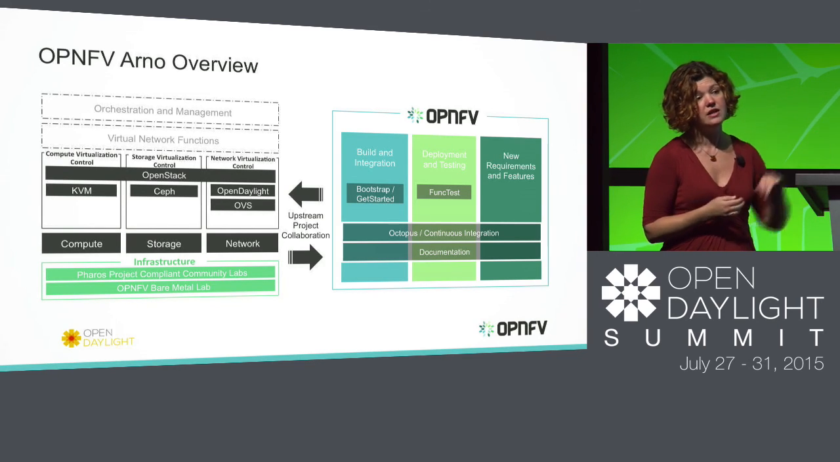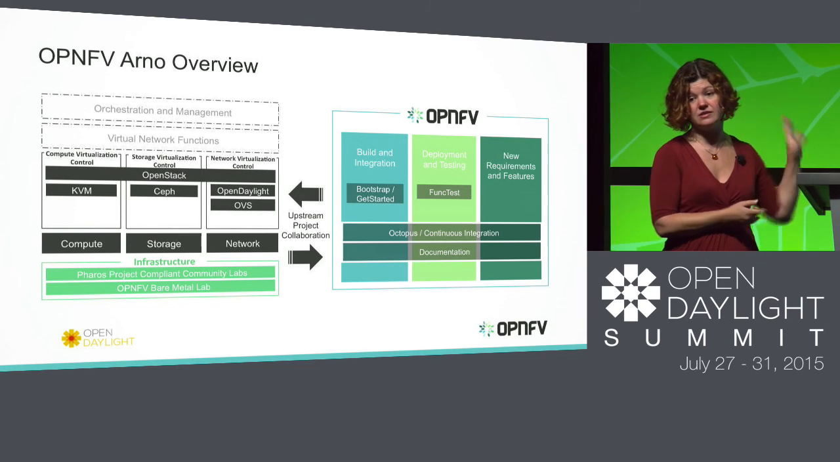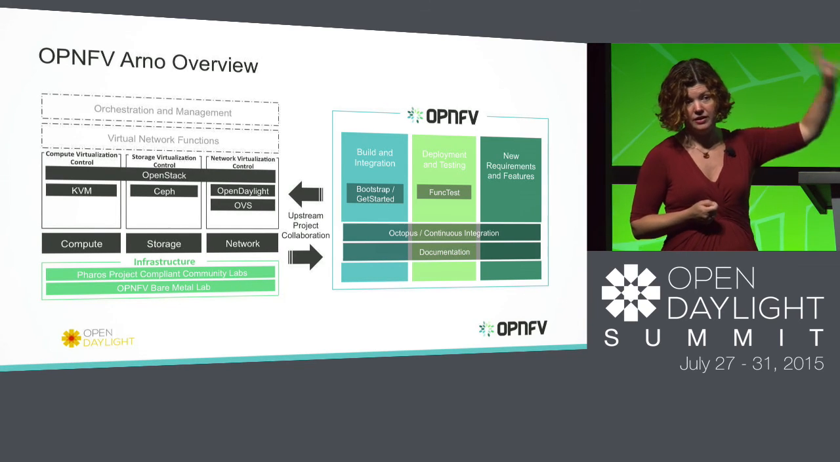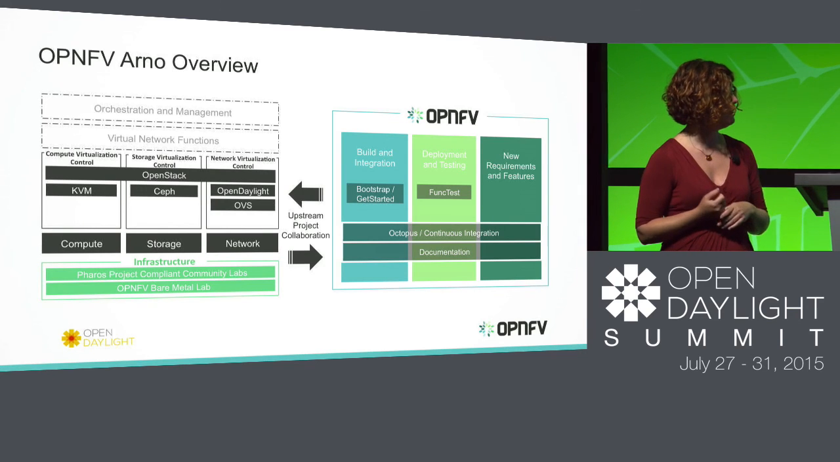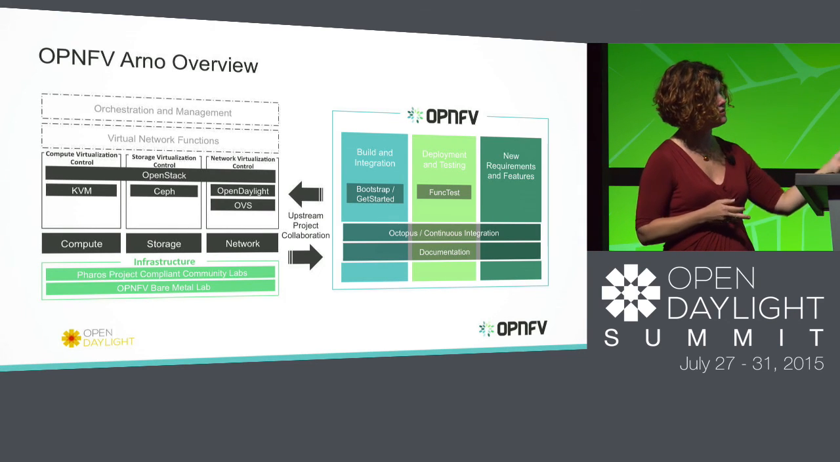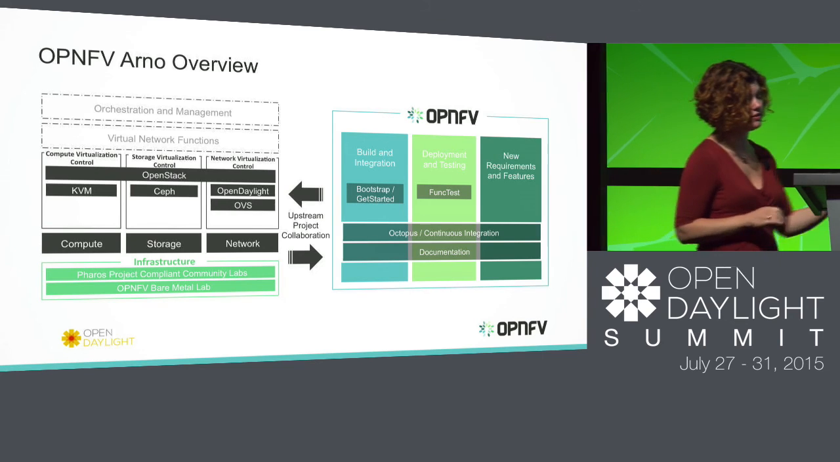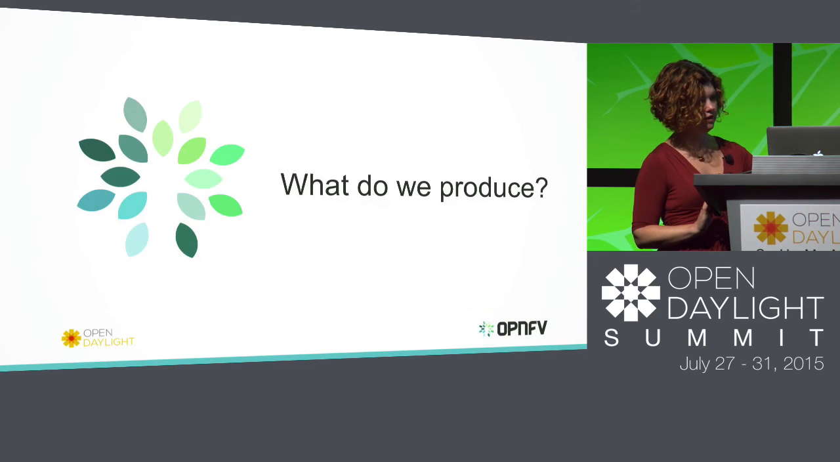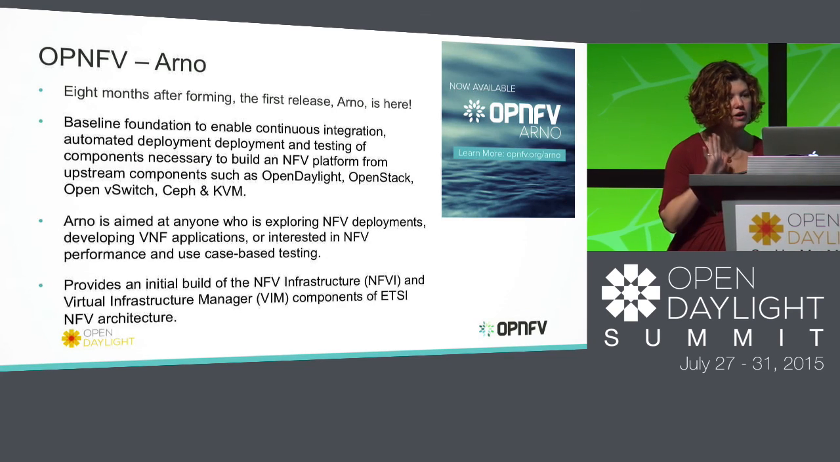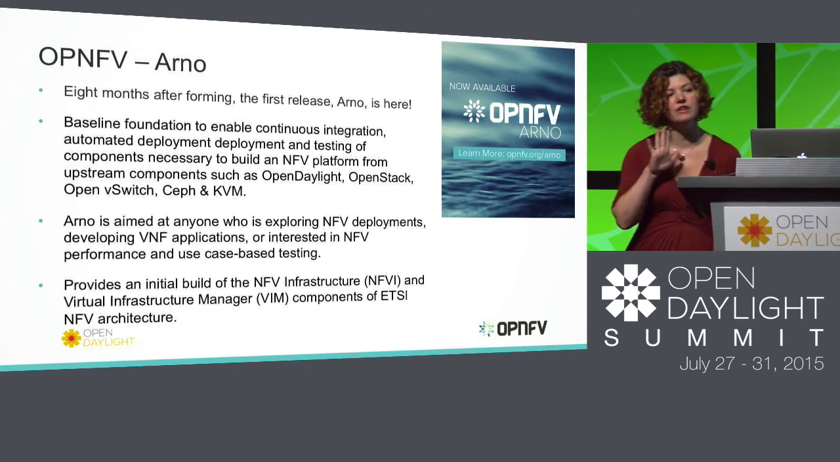We did some functional testing. This is an area that we really want to blow out and improve in our future releases. And then Octopus is the name of our continuous integration project. Just a little bit more about Arno. Other interesting things about Arno.